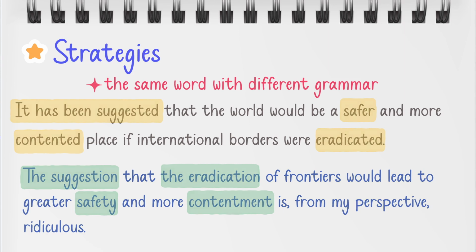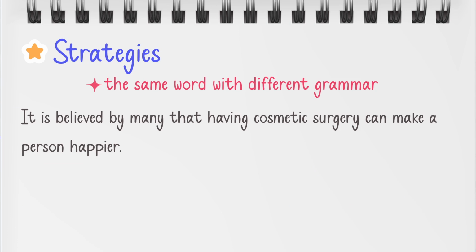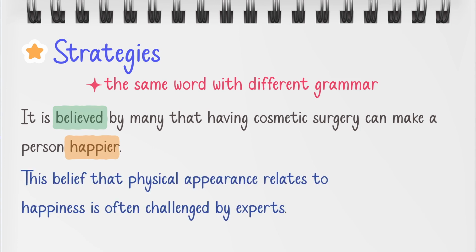Let's take a look at another example. It is believed by many that having cosmetic surgery can make a person happier. So believe and happier, we're going to change the grammar. This belief, it is a noun, that physical appearance relates to happiness is often challenged by experts. So instead of happier or happy as an adjective, I'm using happiness as a noun.